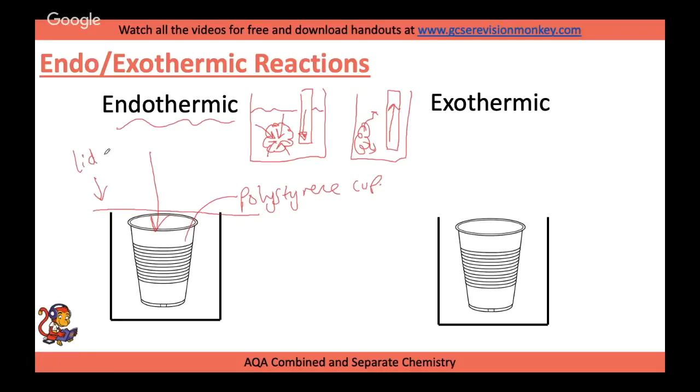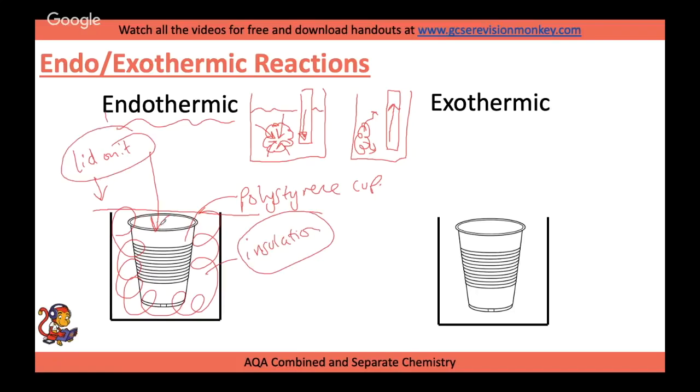Put a lid on it and surround it by insulation, something like cotton wool. Those two things here are crucial to improving the experiment because we don't want the temperature change to be affected. So you'd measure the temperature before, put the reactants in, measure the temperature after, and you will have a temperature change. If it goes down, it's endothermic, and if the temperature change goes up, it's exothermic.